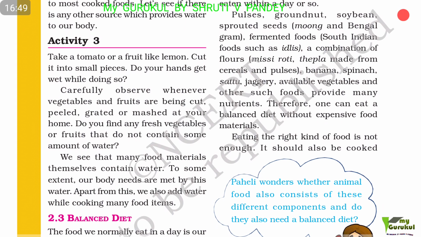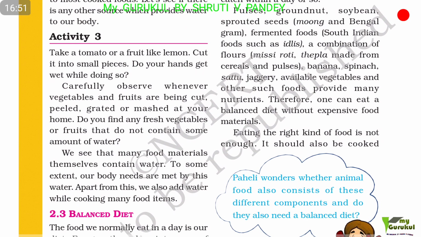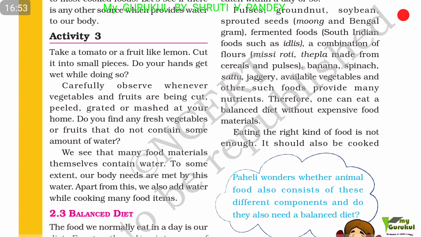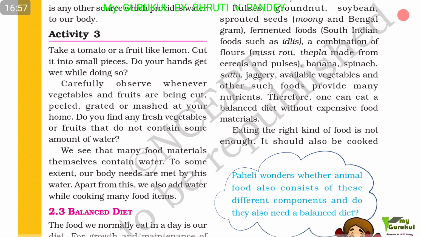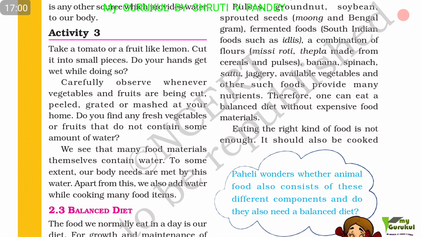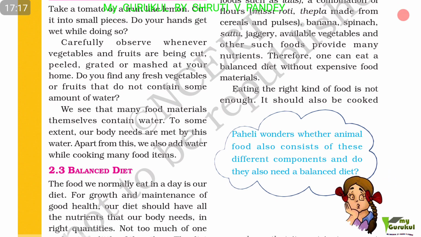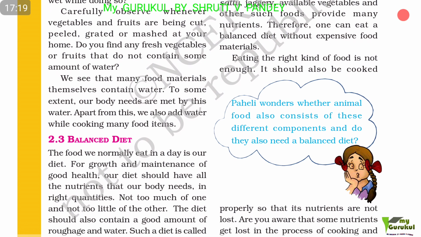Pulses, groundnut, soya beans, sprouted seeds, moong and Bengal grams, fermented foods, South Indian foods such as idlis, a combination of flours, missi roti, thepla made from cereals and pulses, bananas, spinach, sattu, jaggery, available vegetables and other such foods provide many nutrients. Therefore, one can eat a balanced diet without expensive food materials.